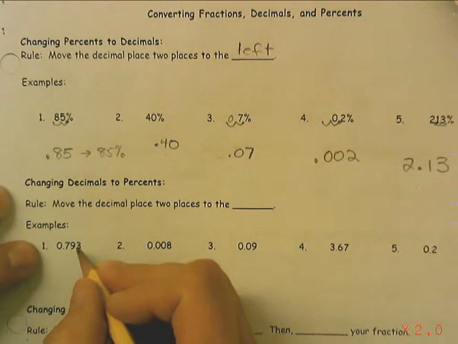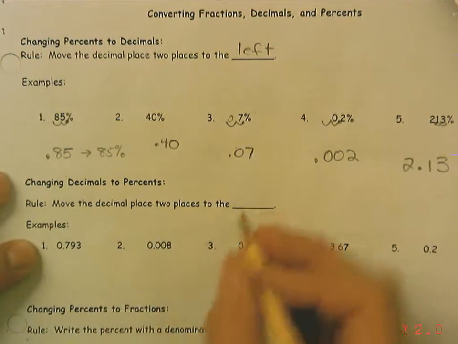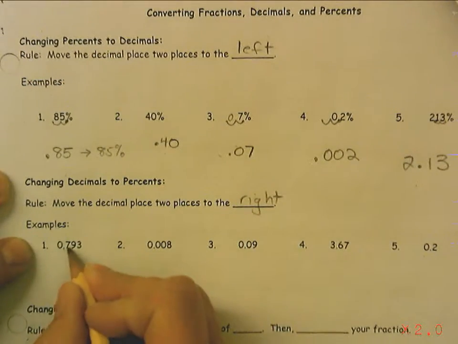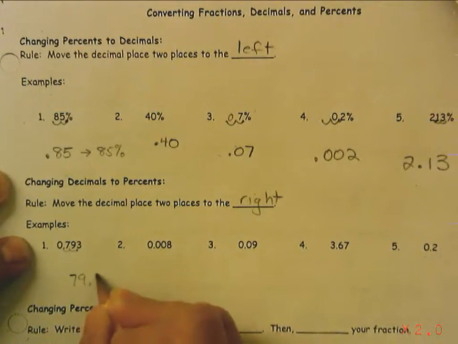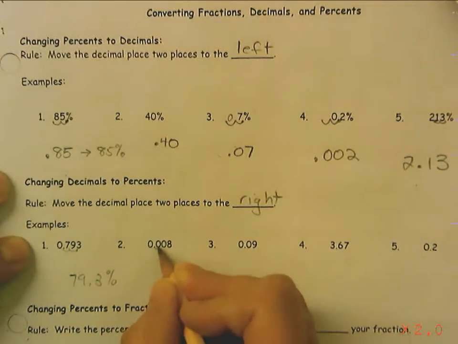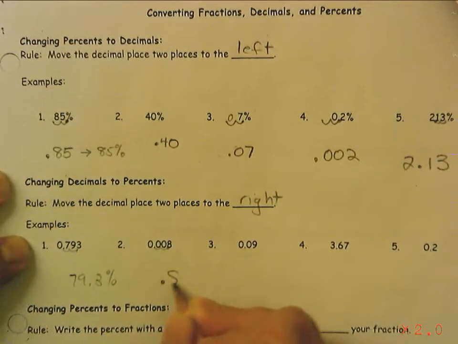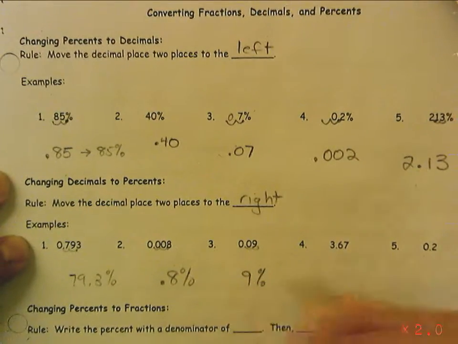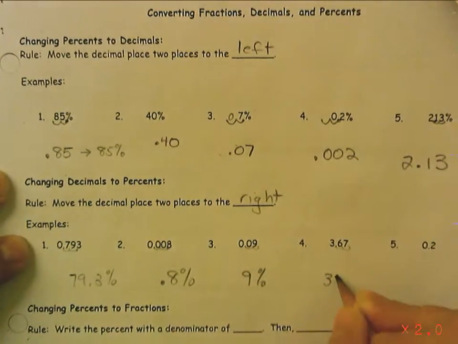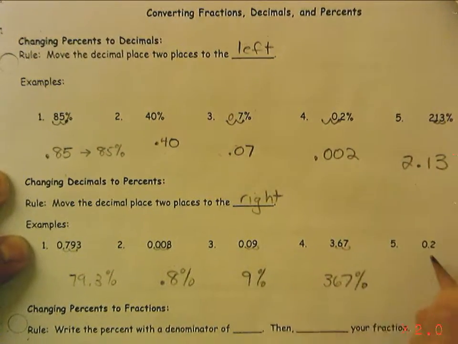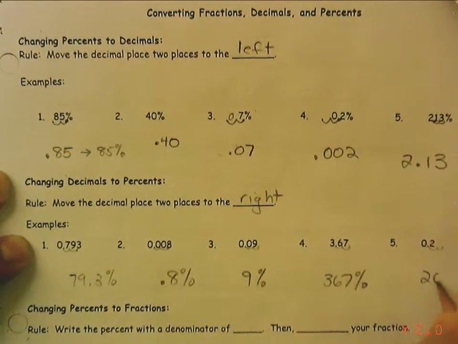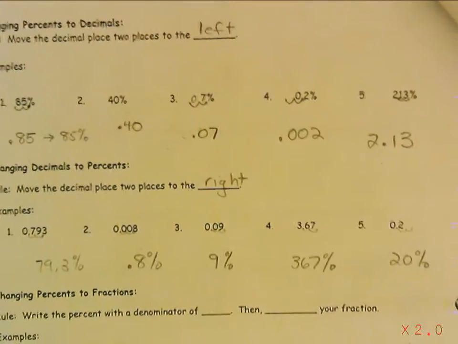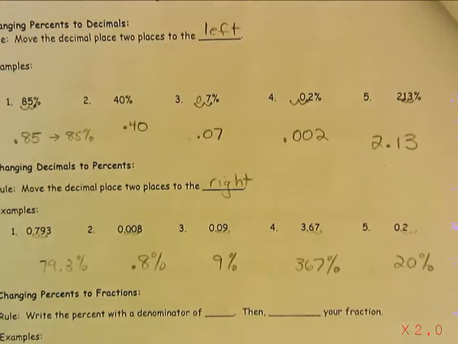Now, if you have a decimal and you want to change it to a percent, you move it 2 places to the right. So this becomes 79.3%. This becomes 0.8%. This becomes 9%. This becomes 367%. And that becomes 20%. Okay? So that should be reviewed for everybody.